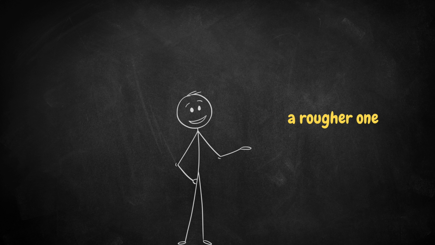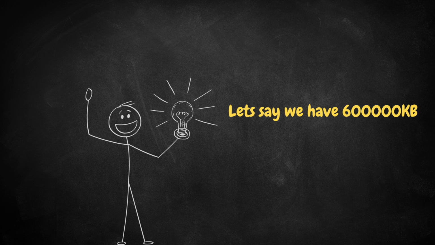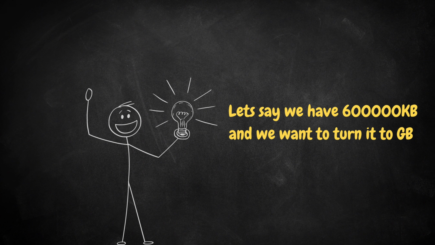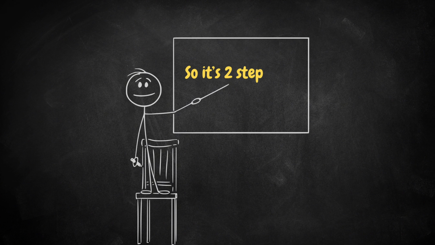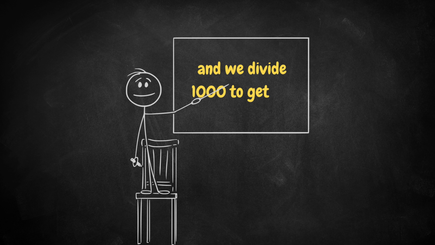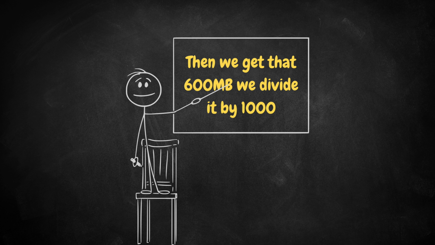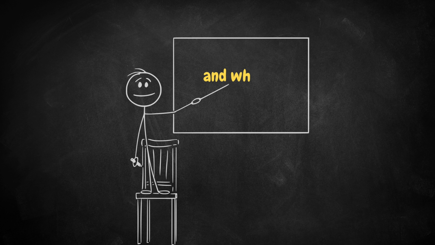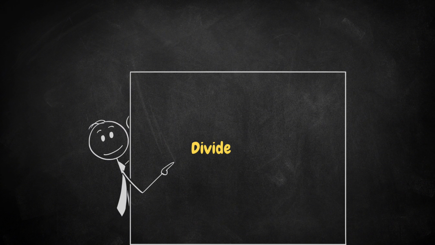And let's do a tougher one. Let's say we have 600,000 kilobytes and we want to turn it into gigabytes. So it's a two-step jump, right? We get 600,000 and divide it by 1000 to get megabytes, which equals 600 megabytes. Then we take that 600 megabytes and divide it by 1000, and what we get is 0.6 gigabytes. Okay, that makes sense. Divide to go up, multiply to go down.